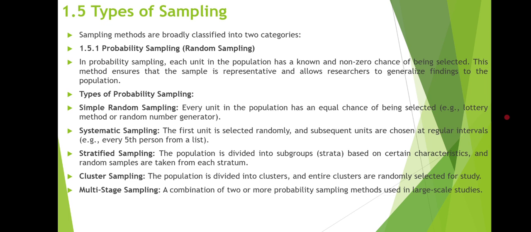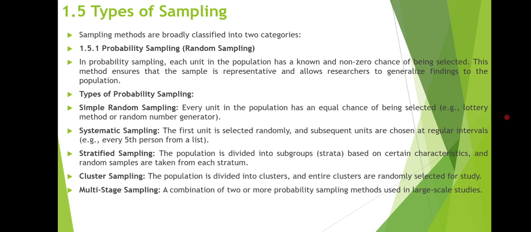So basically, in probability sampling, there are five types of sampling. First, we have simple random sampling, which means every unit in the population has an equal chance of being selected, for example, the lottery method or a random number generator. Next, we have systematic sampling. That means the first unit is selected randomly and subsequent units are chosen at regular intervals, for example, every fifth person from a list.